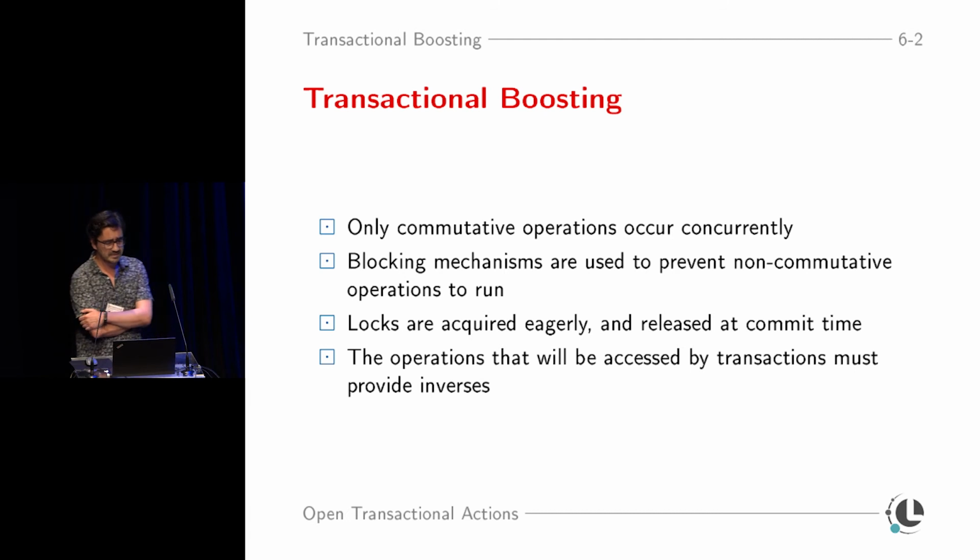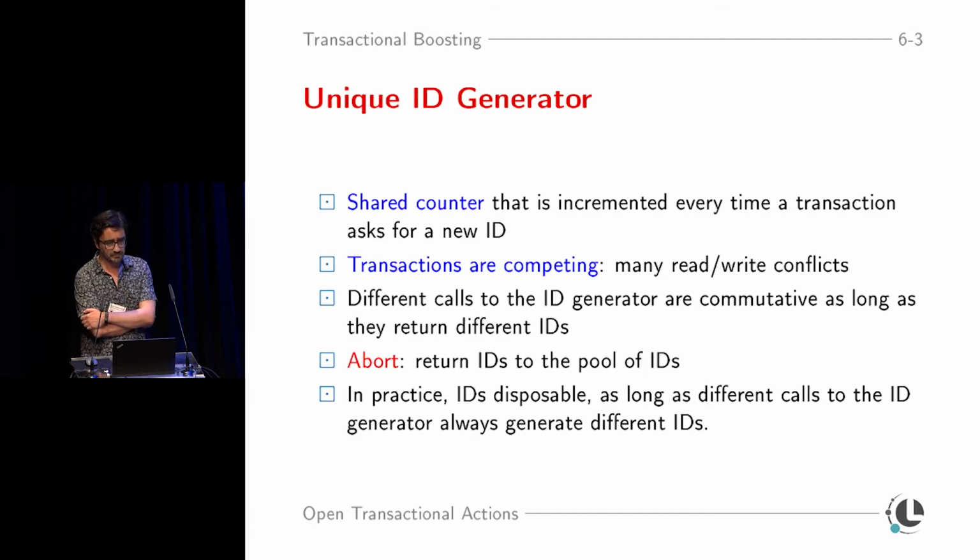So the first example is a very simple example that is taken from the original transactional boosting paper, which is a unique ID generator. A unique ID generator is a shared counter that is incremented every time a transaction asks for a new ID. This is very problematic to implement using transactional memory because transactions are competing for the shared counter, so we might get many read and write conflicts.